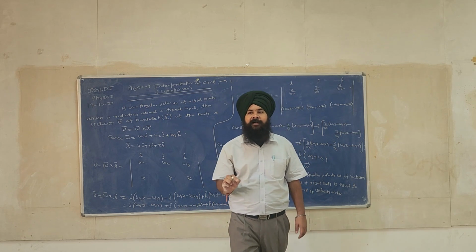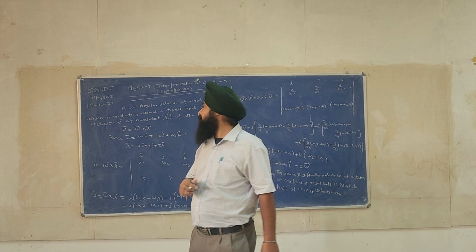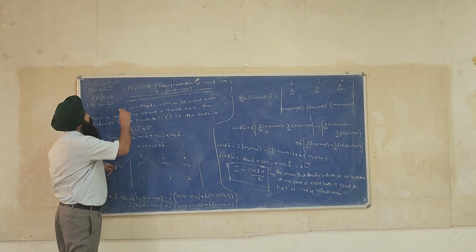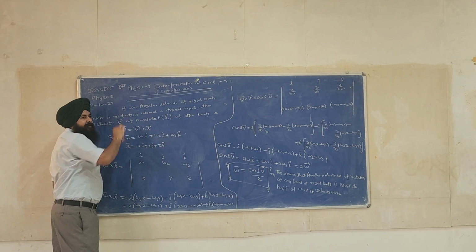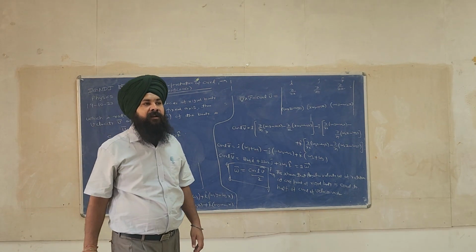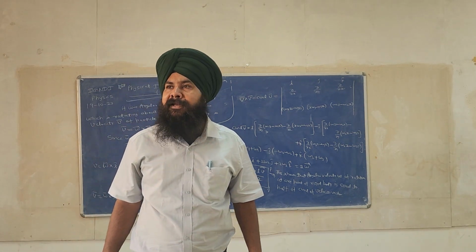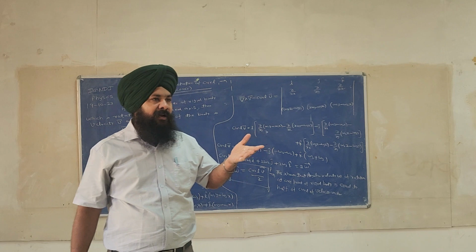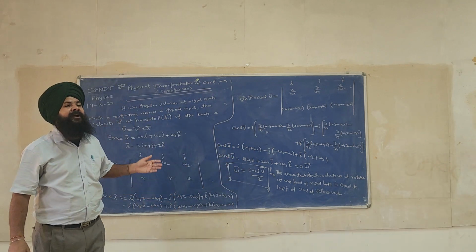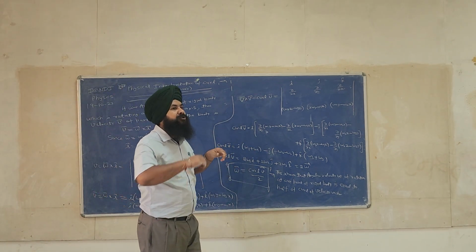That is the second part. The topic is very, very important. In the last lecture, we discussed the curl. What is the meaning of curl? Curl means rotation, and we have taken an example of a toothed wheel.